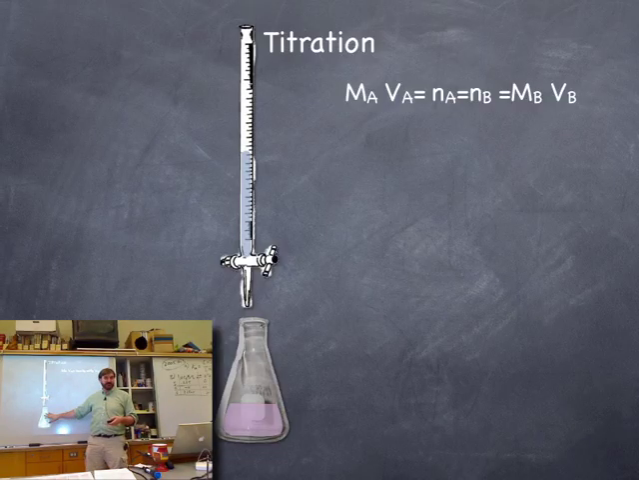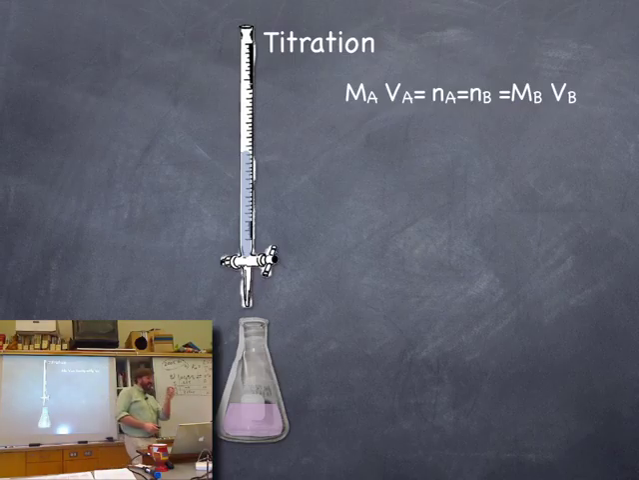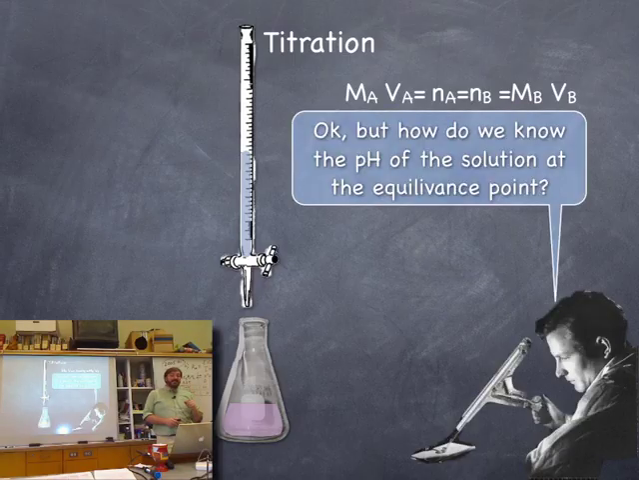That's the typical procedure. The key, however, to choosing the indicator is that we have to know what is the pH at the equivalence point. It's not going to be neutral, and we've seen that. Yesterday, we talked about salts. Remember the ionic compounds? Back when we were talking about bases?